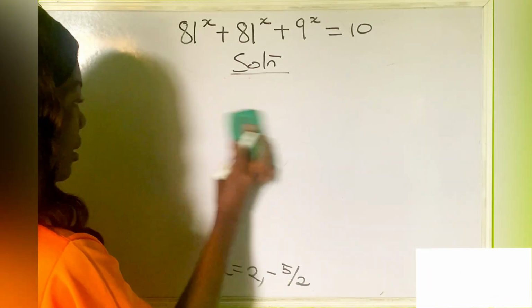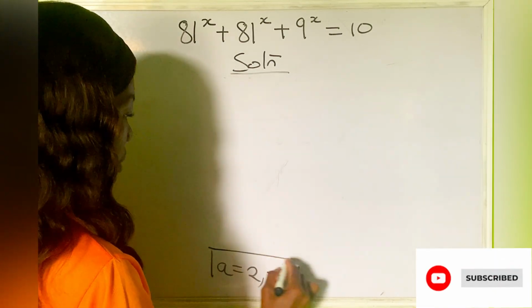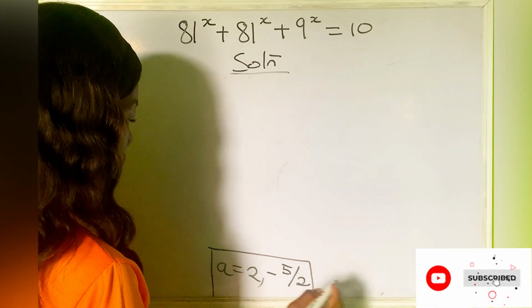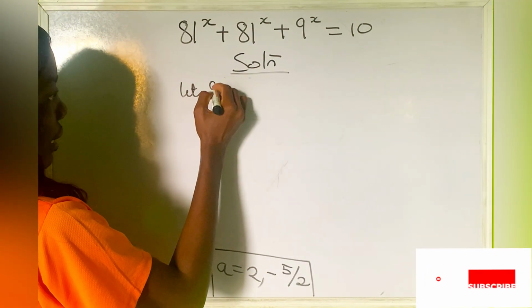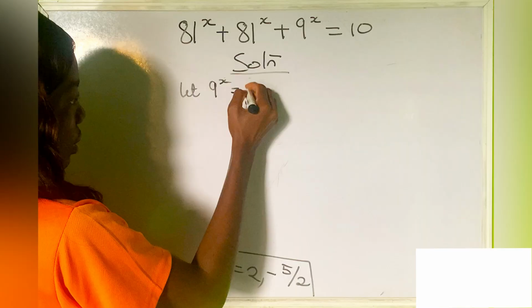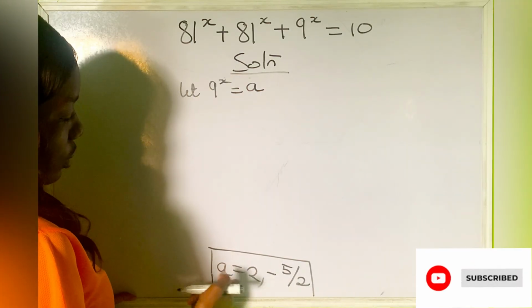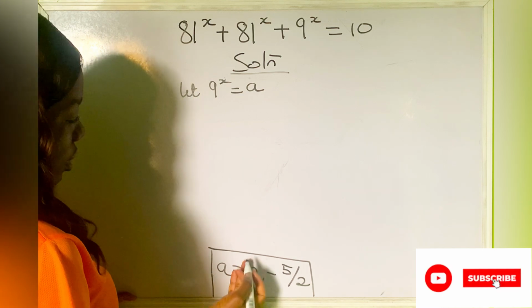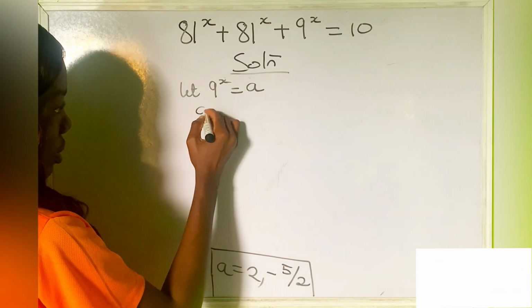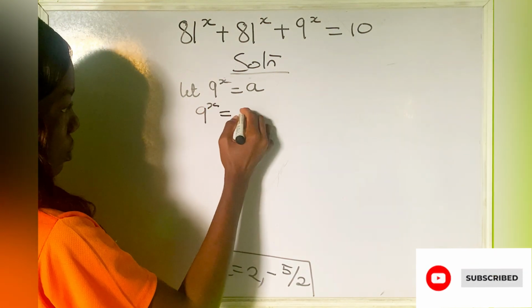We have these two answers here, so I'll not be wiping this off, but I want to make reference to this. Now recall that we said let 9 to the power of x be equal to A, and we found our values for A: A1 and A2 here. So our first value for A is what? A to the power of x is equal to 2.